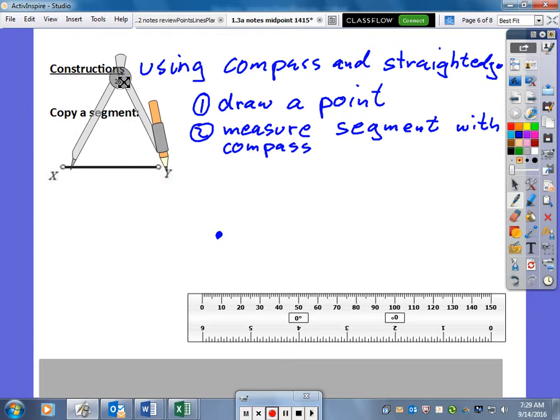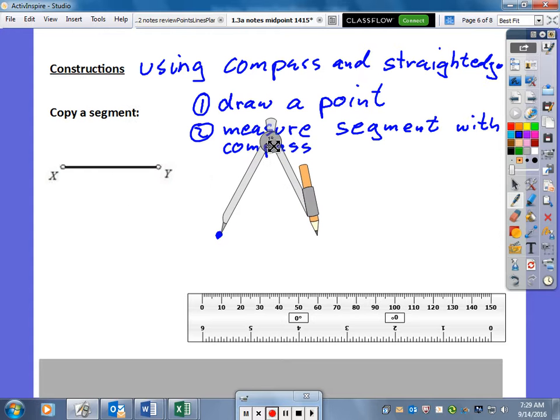And now we can move our compass over to the point that we drew earlier, and without changing the width of it, without changing the measurements, we're now going to draw an arc. Draw an arc that goes from your point.